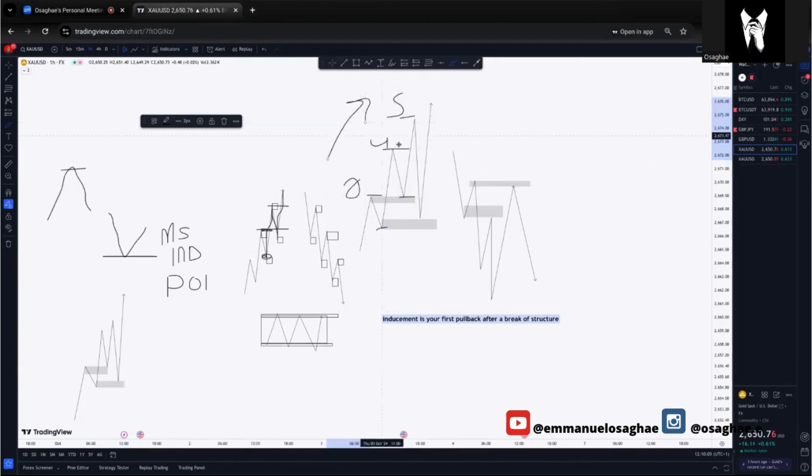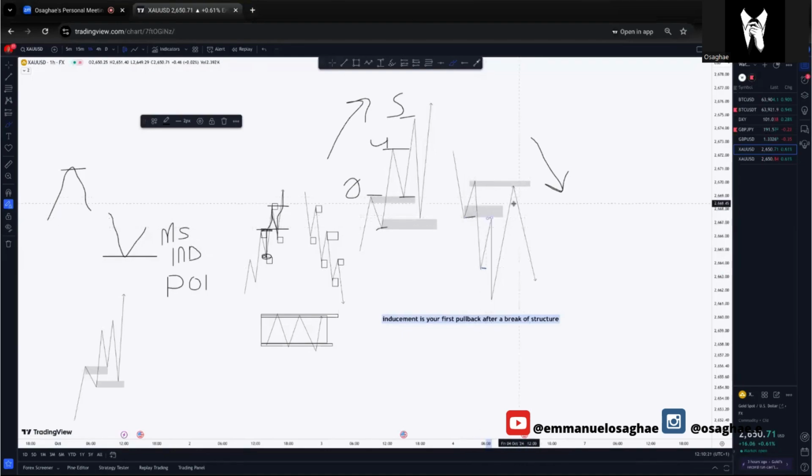Same thing here. We're having lower prices to the downside. So how is our structure breaking here? We are breaking structure to the downside, and we are expecting higher structure.